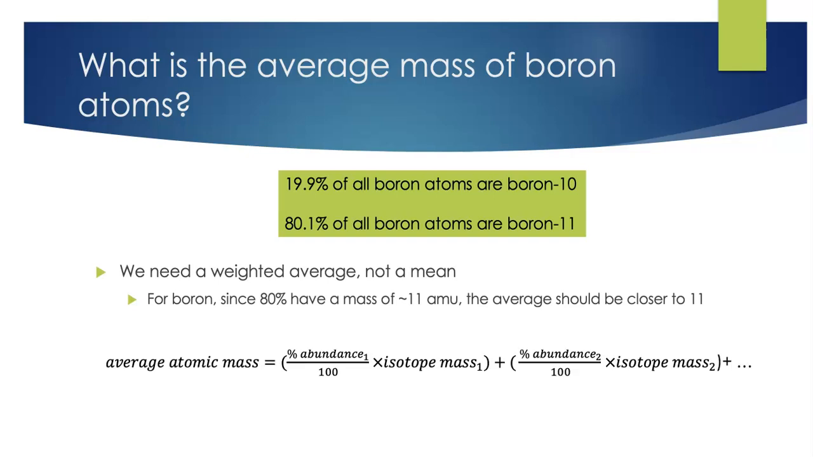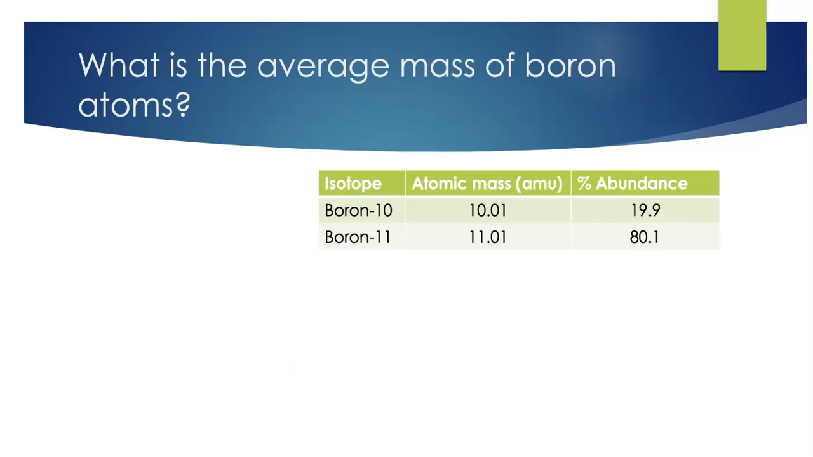So to find the average atomic mass, we're going to do the percent abundance over 100 times the isotope mass of that same isotope and do that calculation. And then we'll do the percent abundance over 100 times the isotope mass for the next isotope and do that math, and then keep going until we've accounted for all the isotopes present. For boron, there are only 2. So let's actually do it. Got the data for boron 10, the percent abundance, and the atomic mass for boron 11 as well.